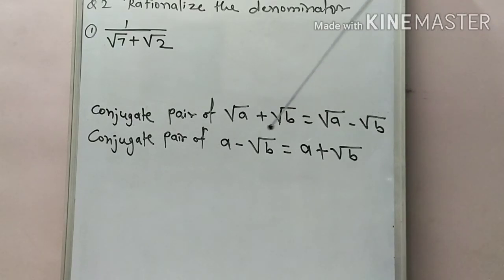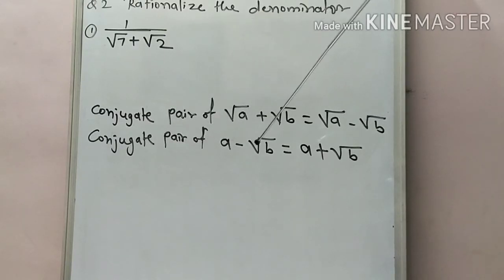What we do here is change only this middle sign. If in the denominator we have the plus sign, to write its conjugate pair we change it to the opposite, minus: root a minus root b.